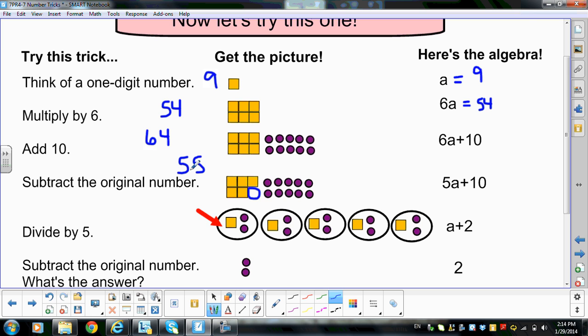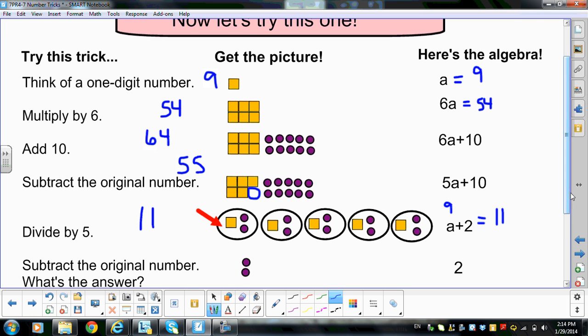Now I'm going to divide it into 5. So what they did is they divided this evenly into 5 groups. What's in each group? One of my little 9s plus 2 more. So if I divide it into 5, 55 divided by 5 is 11. My number plus 2 gives me 11, so I know I'm on the right track.